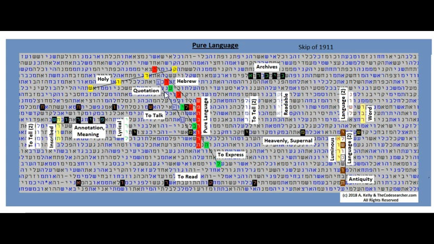And in the mauve, we have quotation. It starts with the mem, and the Bible is full of quotations from YHWH and from other people in historical narrative. And the pure language is holy, kadosh, in the yellow. And annotation, it gives meaning to the word. So starting with the pei, going across.